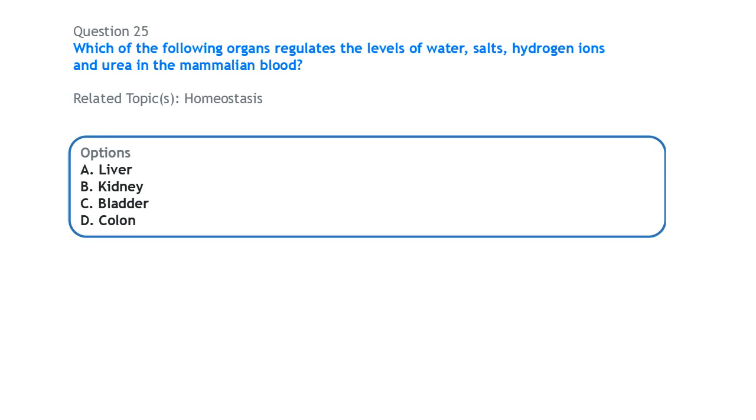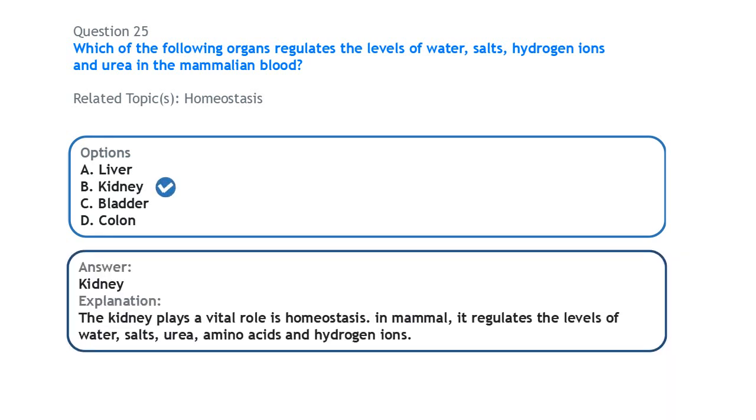Alright, last question in this recording: which of the following organs regulates the level of water, salt, hydrogen ions, and urea in the mammalian blood? That is the kidney. So the kidney plays a role in osmoregulation, in the regulation of the level of water, salt, hydrogen ions, and urea in the mammalian blood.